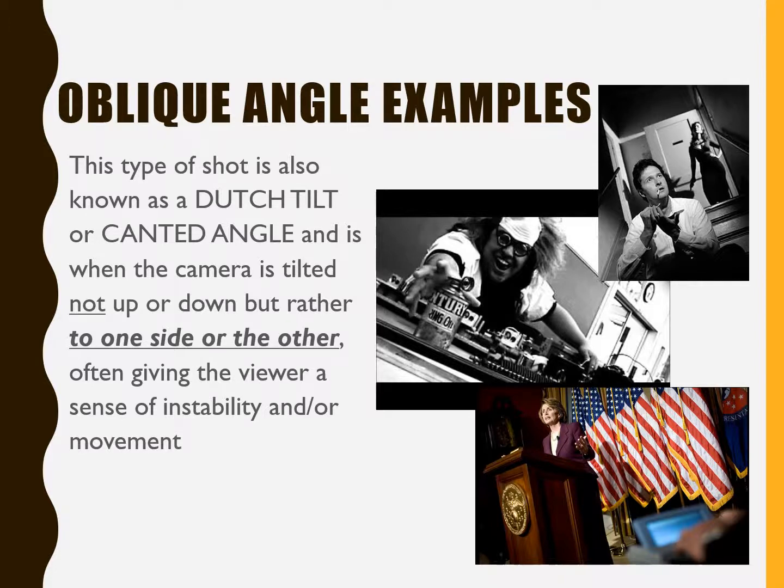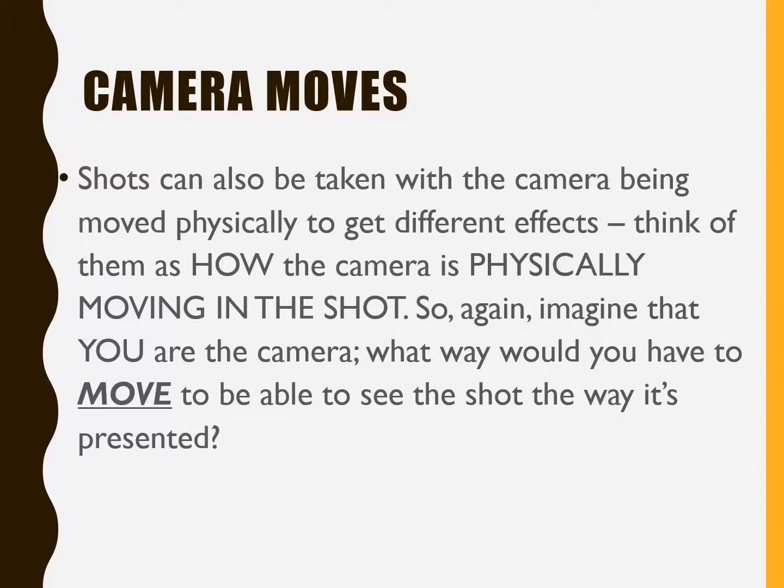Another kind of angle that you can get when you think about tilting the camera is an oblique, sometimes called a Dutch, sometimes called a canted angle. It's not when the camera is tilted up or down, but rather to one side or the other. It's often used to give the sense of instability or movement or chaos. So you tilt the camera to the left or to the right. That would be called an oblique, Dutch, canted angle, one of those.